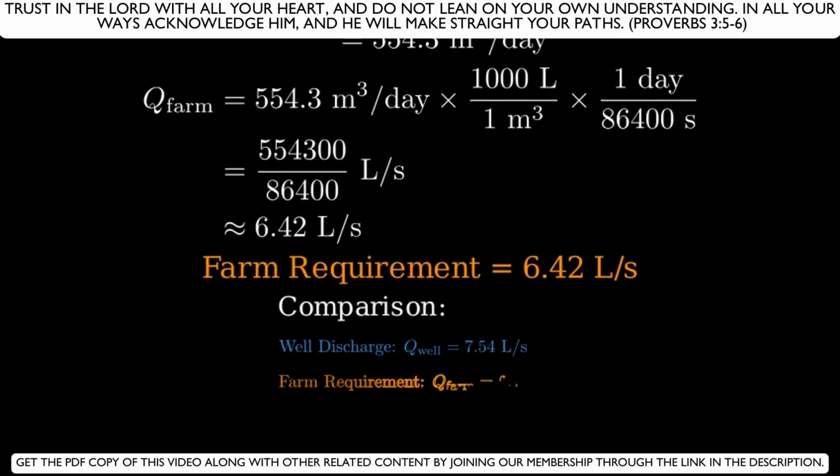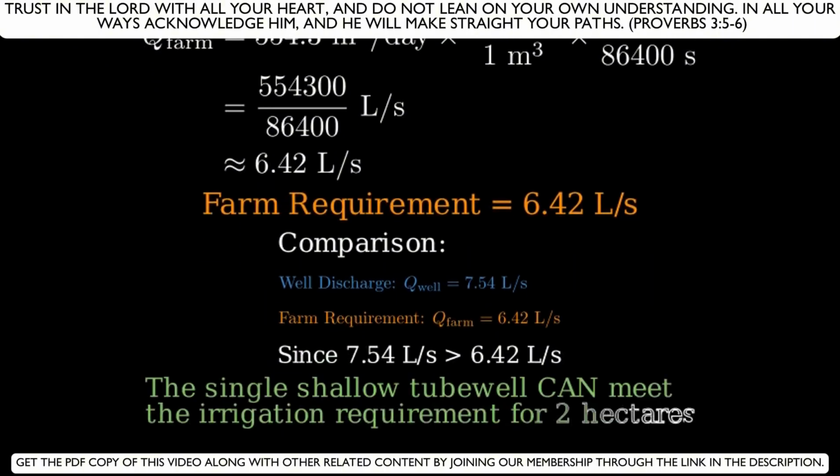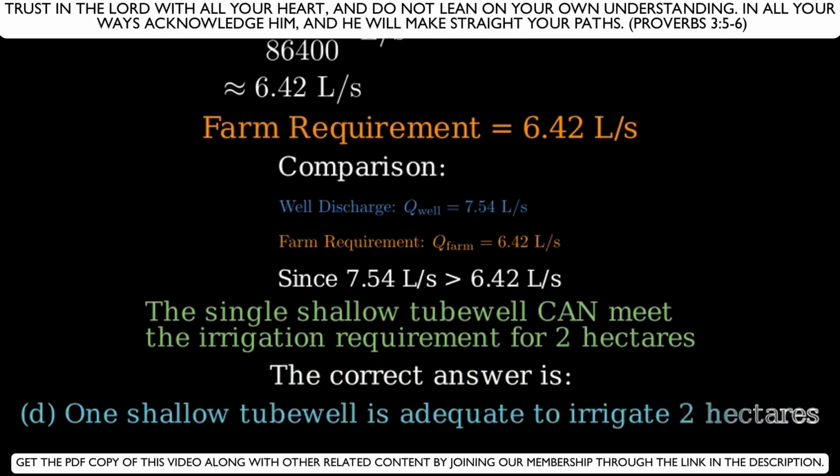Now we can compare our two values. The well discharge is 7.54 liters per second, while the farm water requirement is 6.42 liters per second. Since the well discharge is greater than the farm water requirement, 1 shallow tube well is indeed adequate to irrigate 2 hectares. Therefore, the correct statement is option D. 1 shallow tube well is adequate to irrigate 2 hectares.